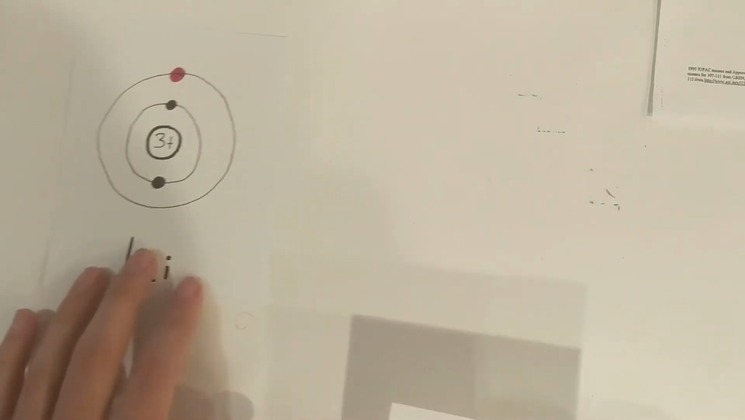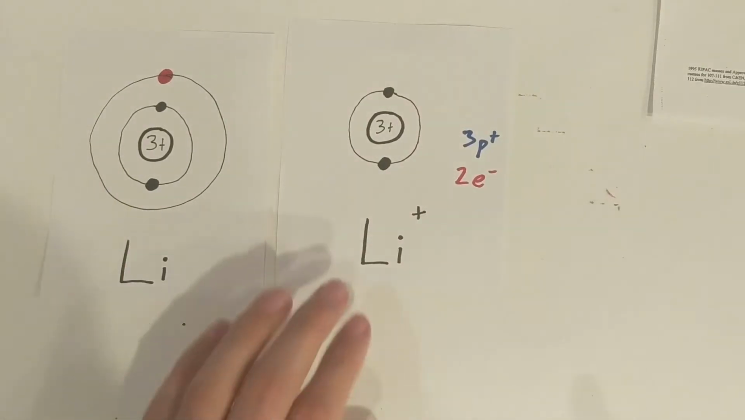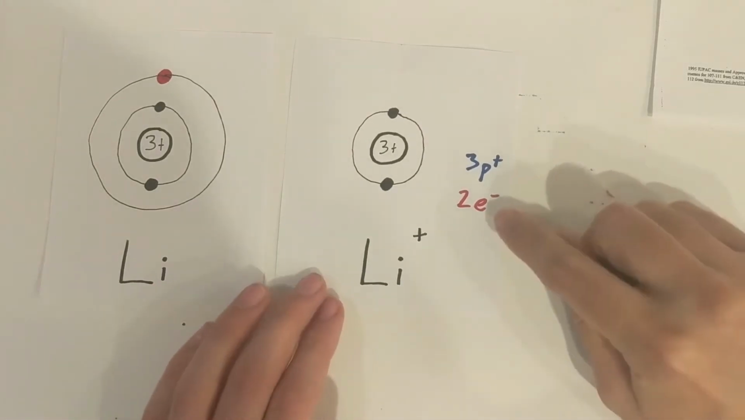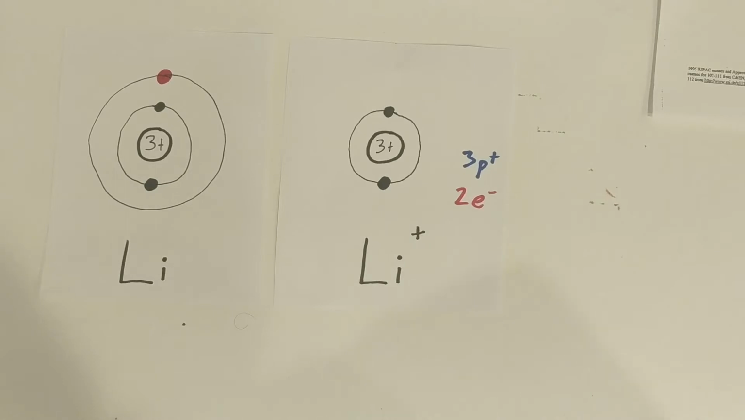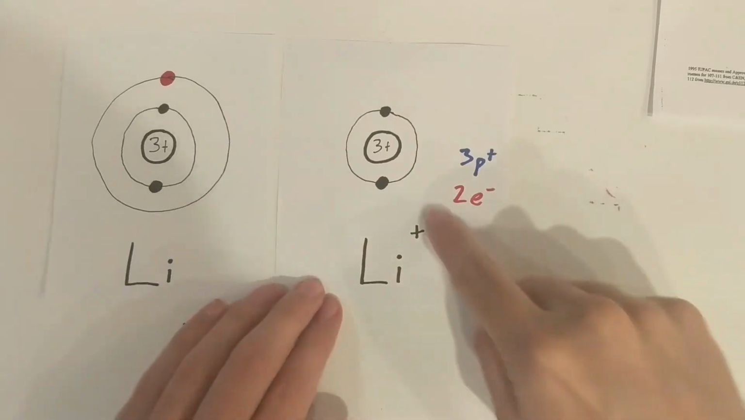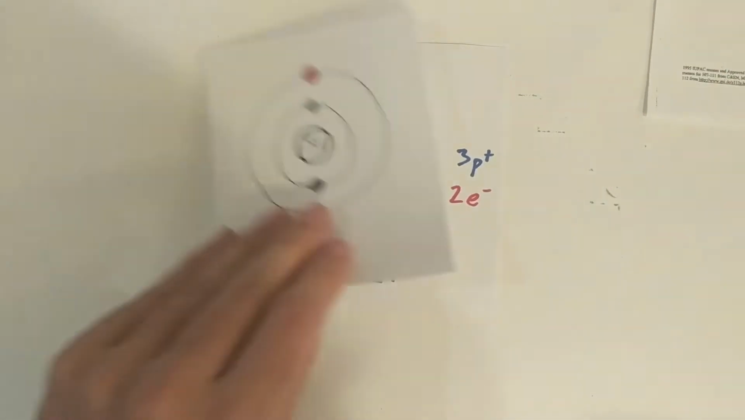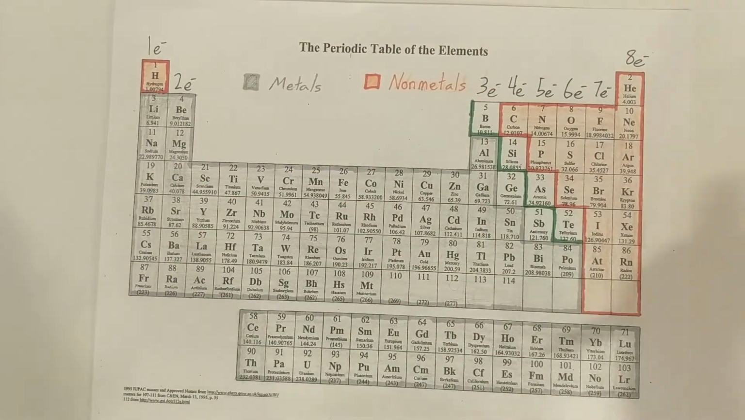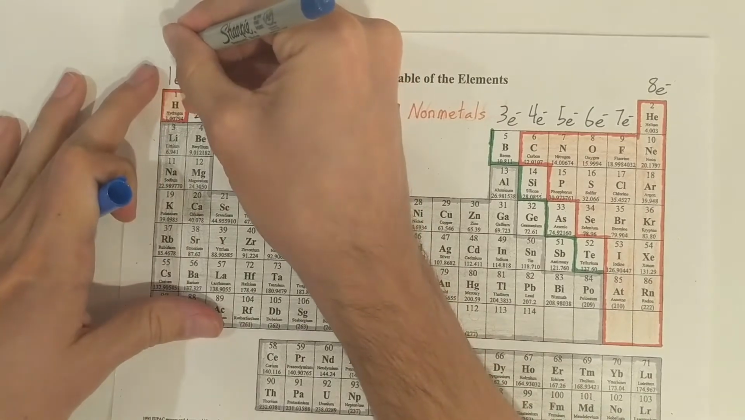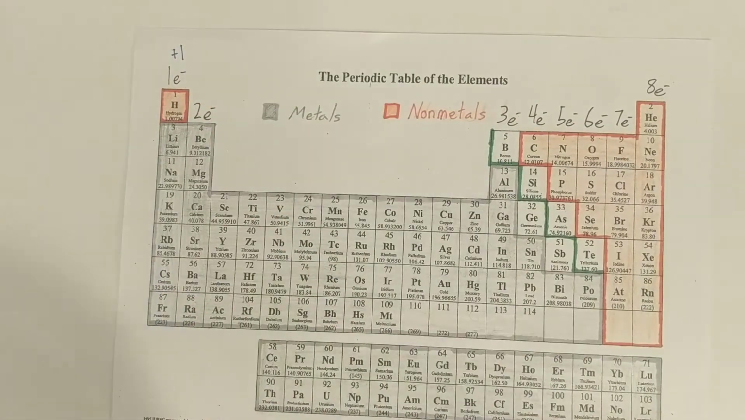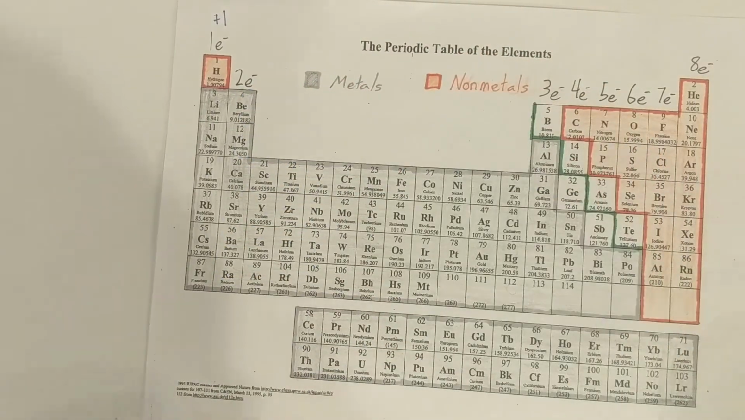So if we take a look at lithium, when lithium forms an ion, it wants to lose its valence electrons, just like all metals. And then it has 3 protons and 2 electrons, so it has a plus charge. So every element that has 1 valence electron that loses it is going to have that same charge. So in group 1, lithium, sodium, potassium, all the way down, when they form cations, they're going to form a +1 charge.